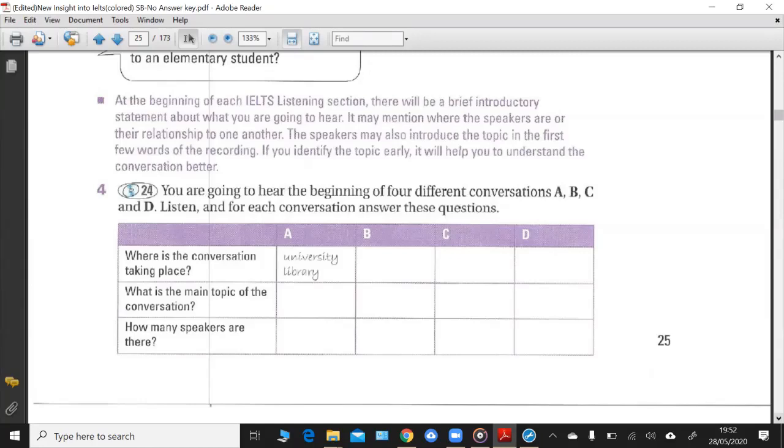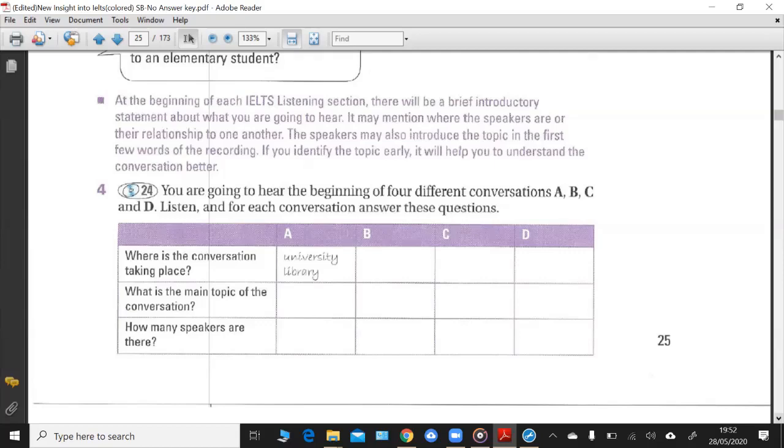I mean, try to focus even from the beginning so that you understand what the topic is about, what he is going to talk about. So when the listening starts, you will have a better understanding to listen and answer the questions.